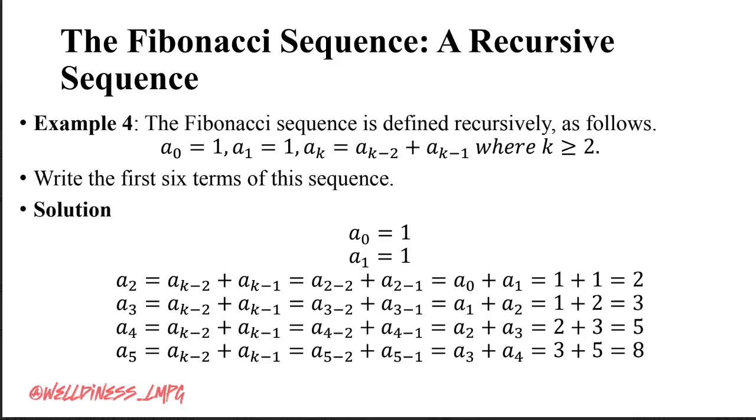So for the next segment, we have the Fibonacci sequence, a recursive sequence. And here in the example, we are given the Fibonacci sequence defined recursively as follows: A0 is equal to 1, A1 is equal to 1, and AK is equal to AK minus 2 plus AK minus 1, where K is greater than or equal to 2. Write the first 6 terms of the sequence. So let's work that out on the whiteboard.